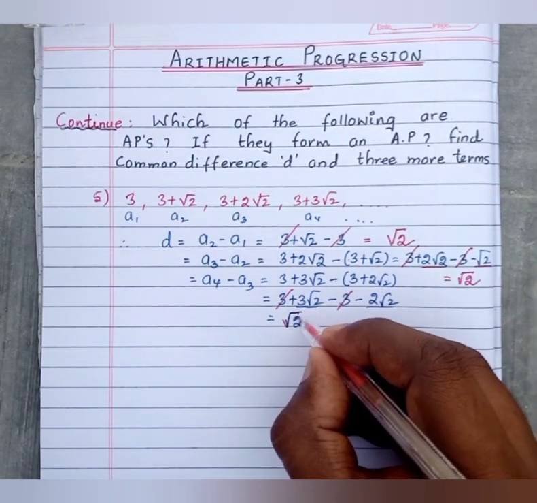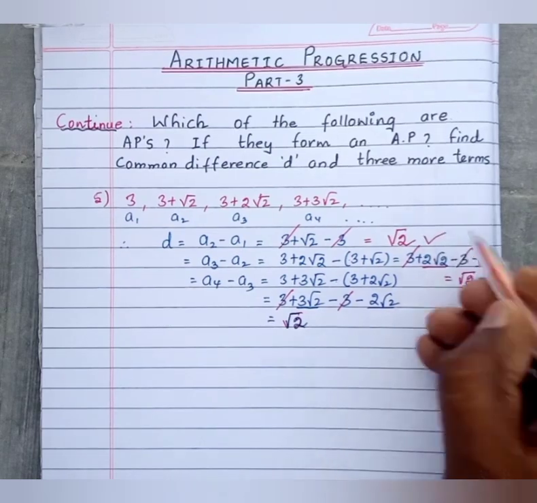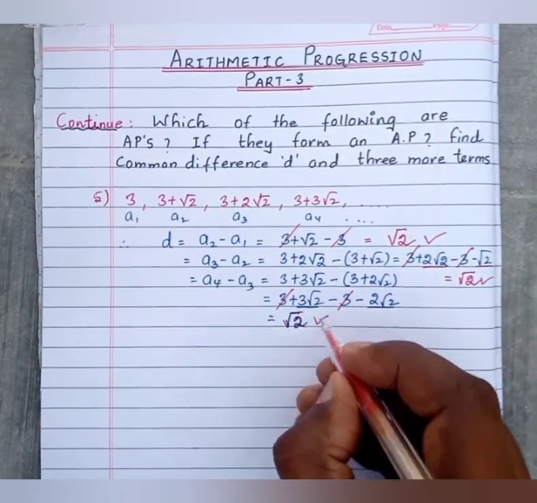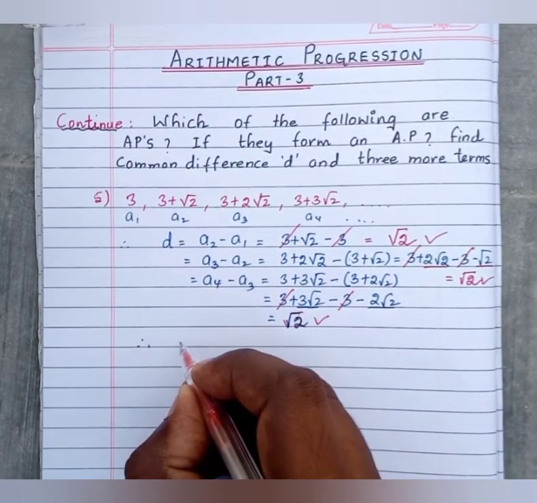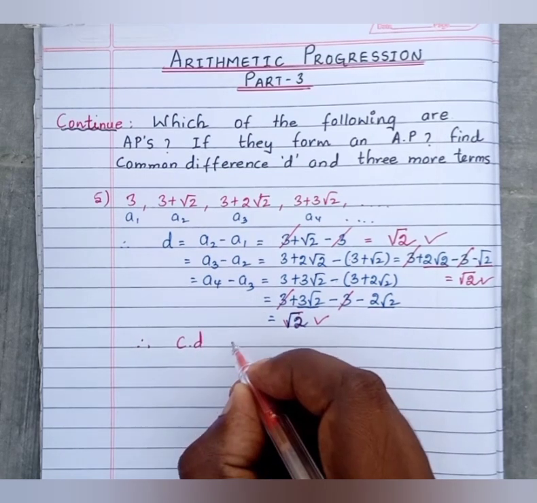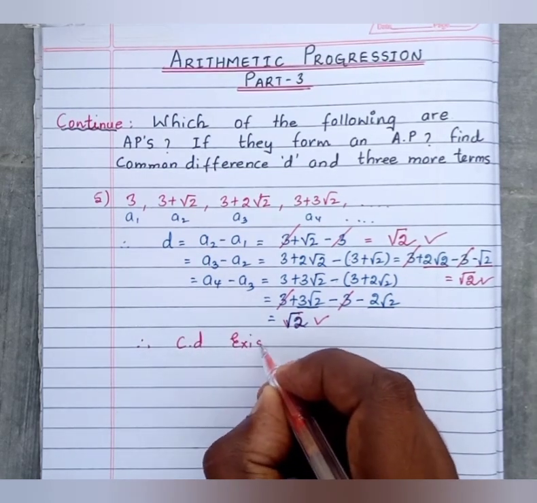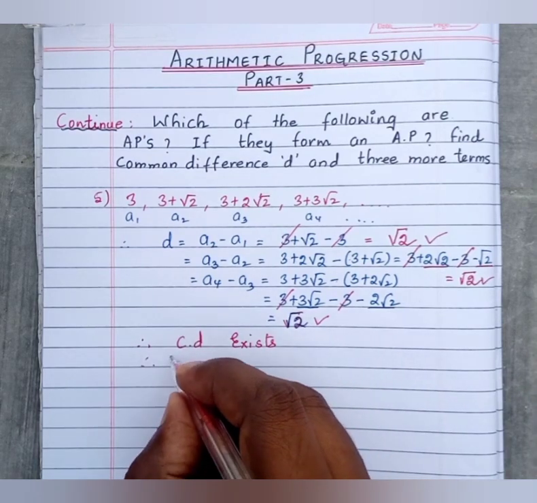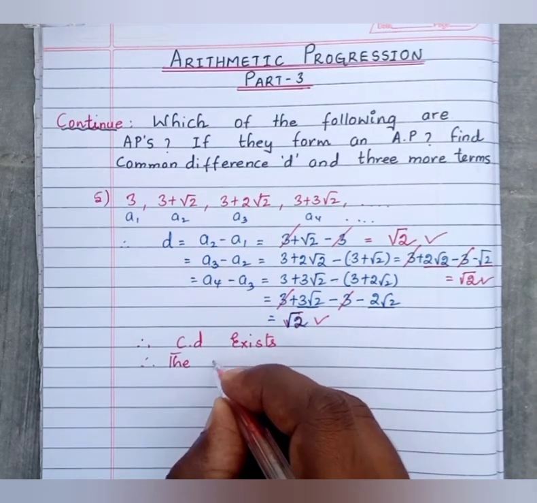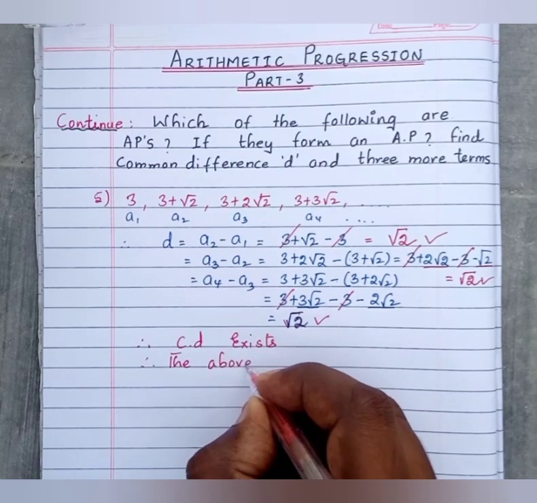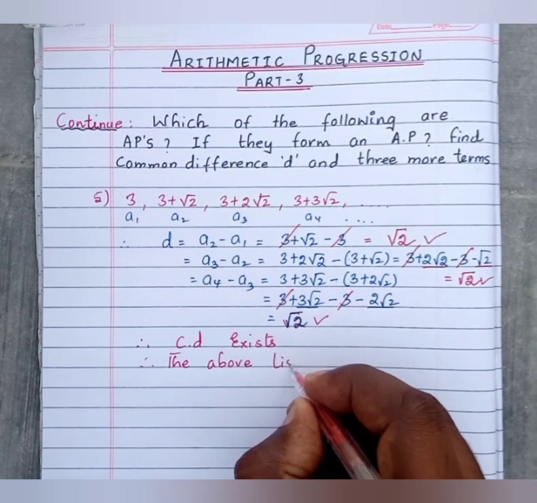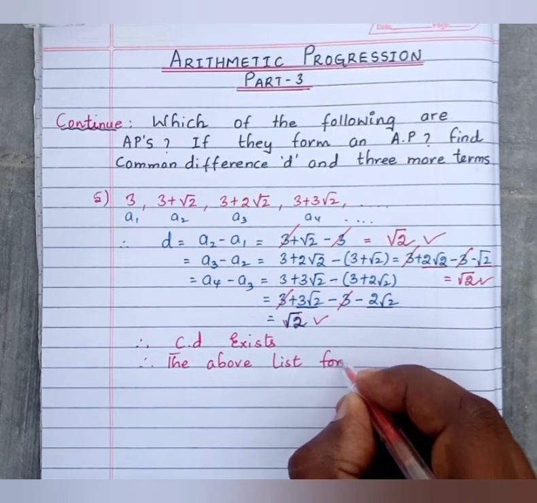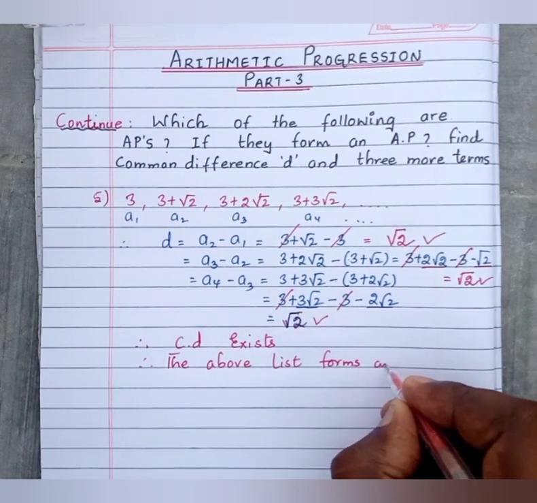Now if you observe, we have common difference as root 2 and root 2. Therefore, I can say that common difference exists for the given list of numbers. Therefore, the above list of numbers forms an AP.